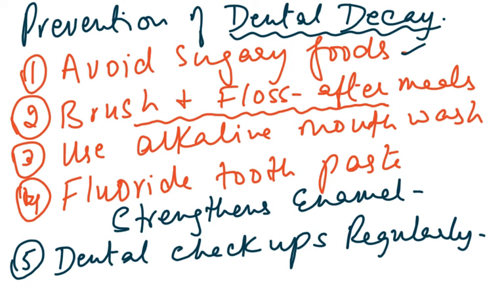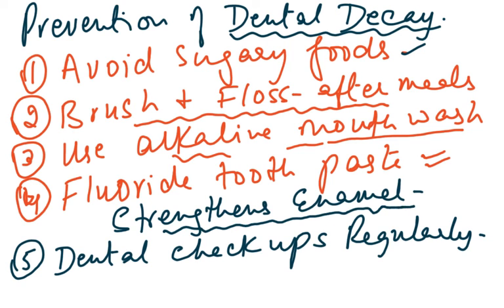So if you brush and floss regularly, you're actually removing the debris of the food which might have stuck to your teeth, and you're not removing the bacteria. Please remember that. Then you use an alkaline mouthwash. This is to neutralize the acid, but this also you can't do very regularly. You can only do it once a day. Then we can use fluoride toothpaste, and this of course is very good because it strengthens the enamel. So the enamel becomes even harder, and then of course the acid will not corrode or dissolve it.